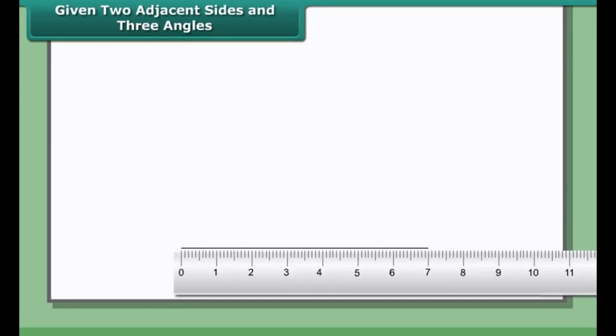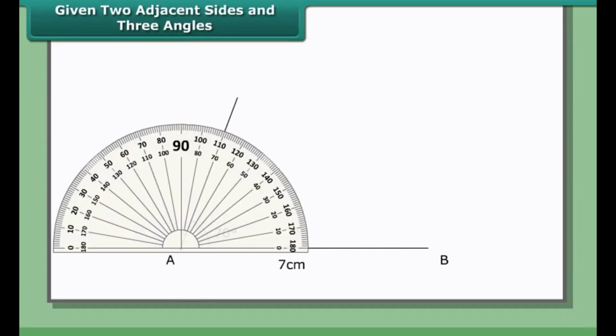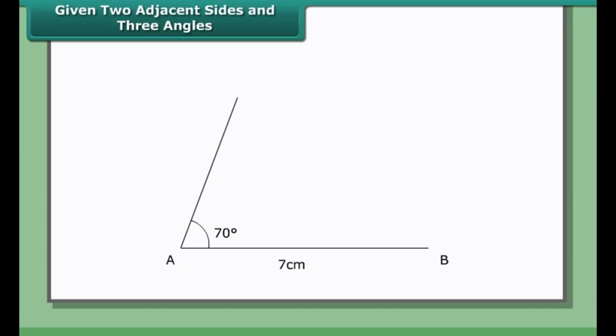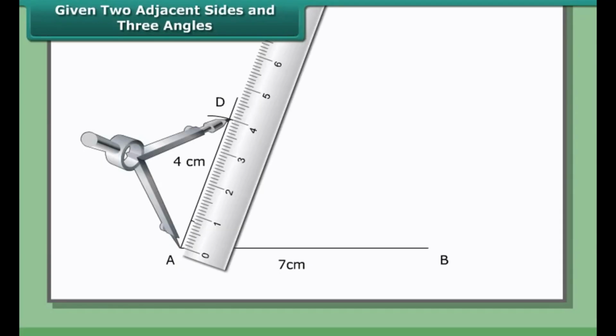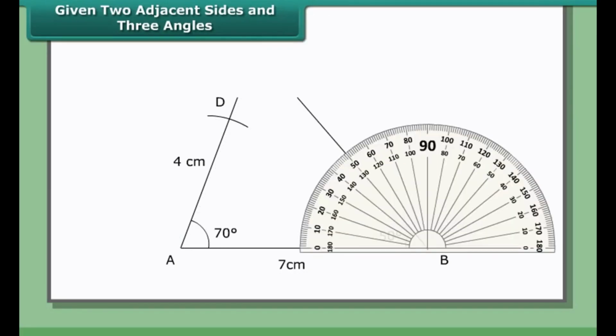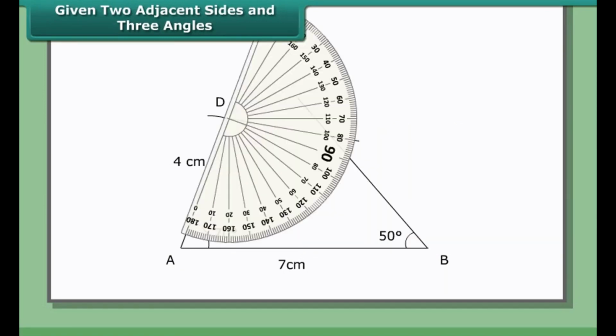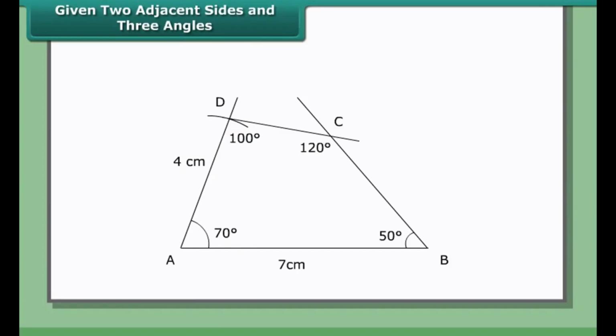Step 1. Draw the line segment AB is equal to 7 cm. Draw angle A is equal to 70 degrees using a protractor. With A as center and radius as 4 cm, cut an arc on the line. At B, draw an angle 50 degrees. At D, draw an angle of 100 degrees with a protractor. Let the arms of these angles meet at C. ABCD is the required quadrilateral.